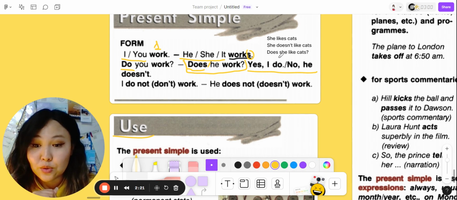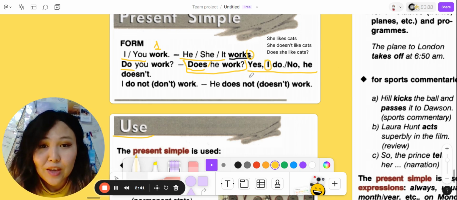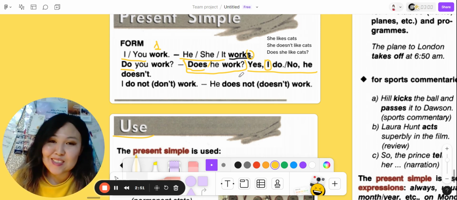Yes, I do. No, he doesn't. And instead of I, we can use I, you, we, they, or some other pronouns. For example, if the question is, do you work? I can answer, yes, I do. I do work as a teacher.